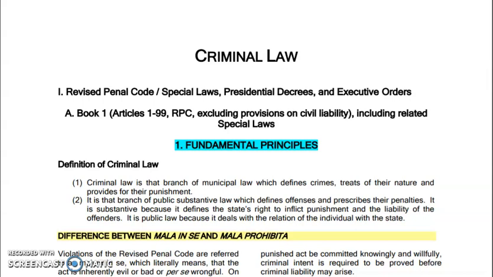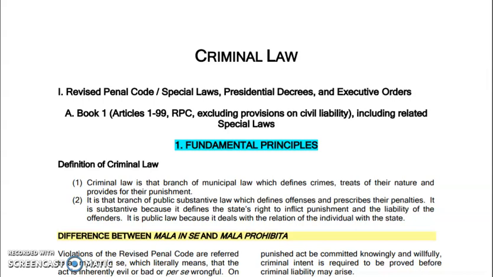So this is Criminal Law 1, and we'll be using the Revised Penal Code as well as related special laws. I have mentioned this during the discussion on the course outline. So here we will include the Indeterminate Sentence Law as well as the Probation Law.